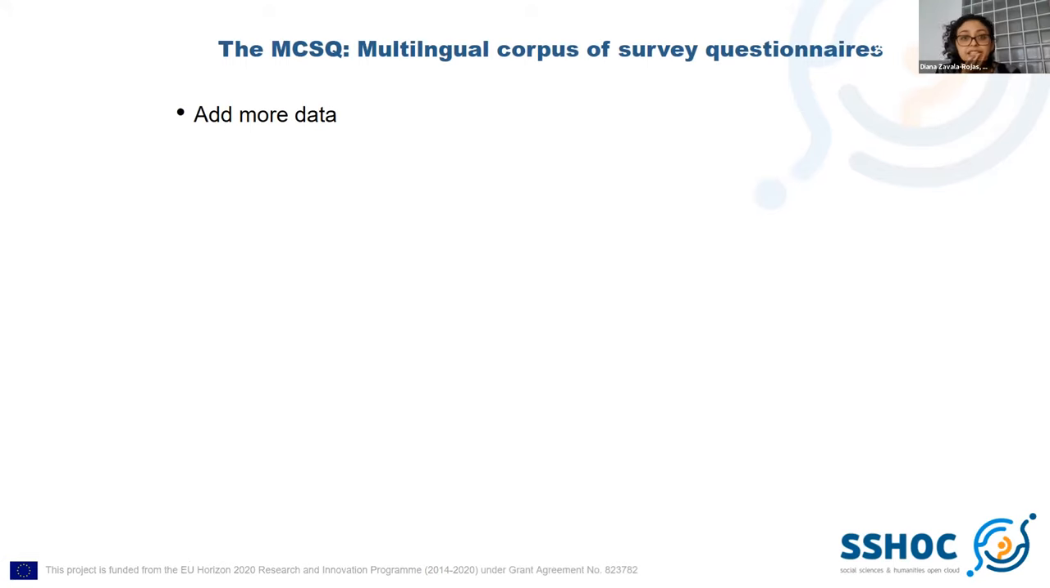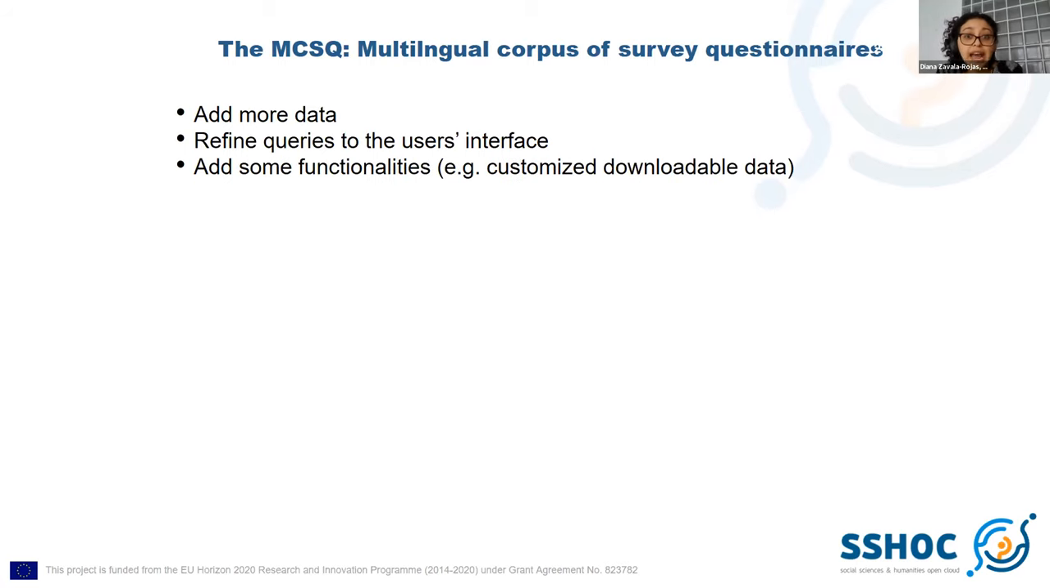During this last year of the SHOC project, so 2021, we are aiming to consolidate this tool by adding more data, especially from SHARE and EVS. Refine queries and the user interface. So if you're using it and find something that is not working or would like us to receive feedback, please write us. Add some functionalities that are currently being developed, such as customized downloadable data. Now you have to ask us for the data and we can generate that subset. But the idea is that users themselves can download the survey texts.